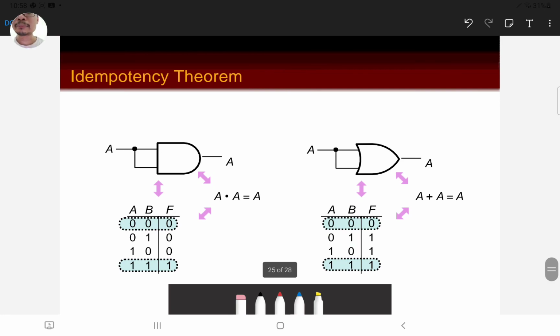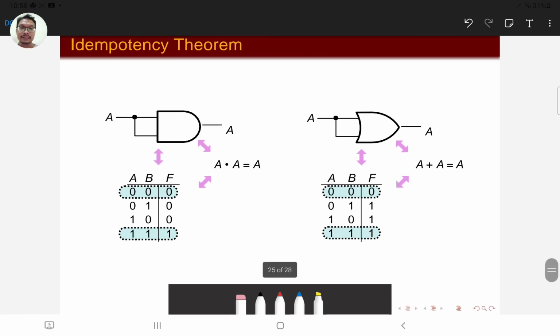So the third one is idempotency. In idempotency, we are going to get the same value. For example, if I put a 1 here, this is going to be 1 and 1, so 1 and 1 is going to be 1. Similarly, if I put a 0 here, it's going to be 0 and 0, which gives 0.